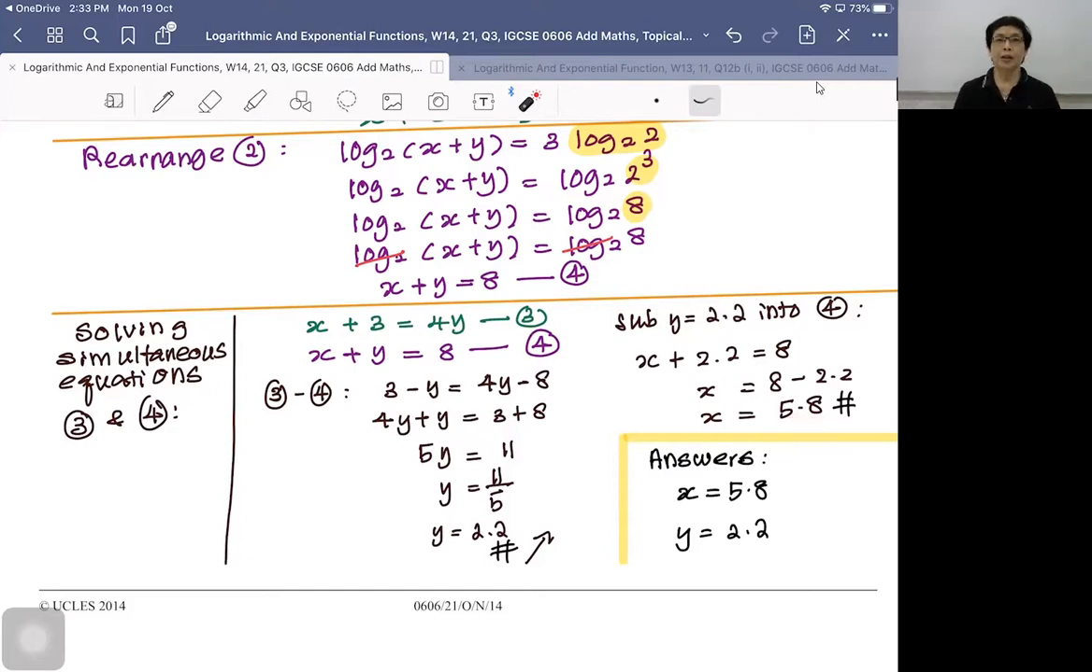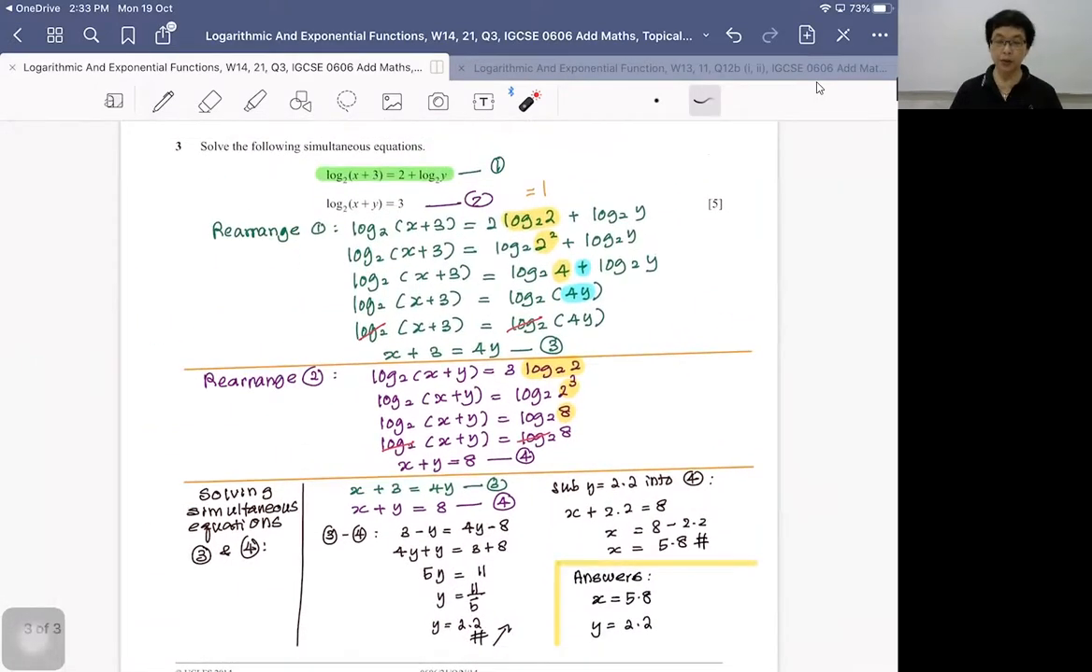Well, that's it. You have managed to solve the simultaneous equations, concluding at x equals 5.8, y equals 2.2. You have done a great job, and the 5 marks allocated for this question are all secured for you. That's the end of this video.